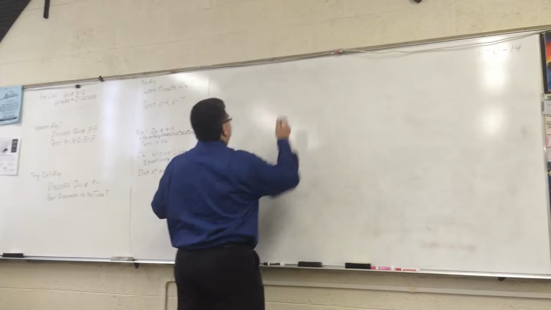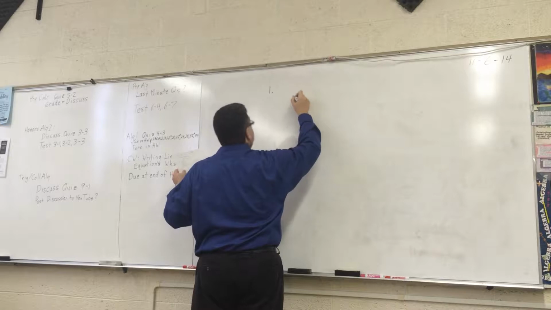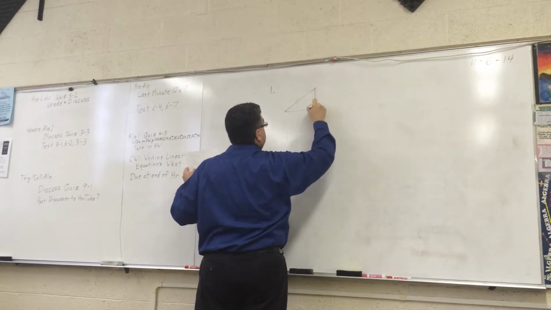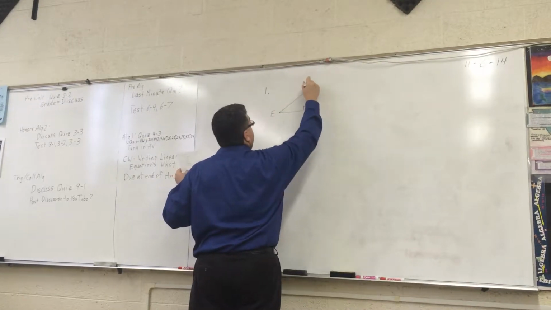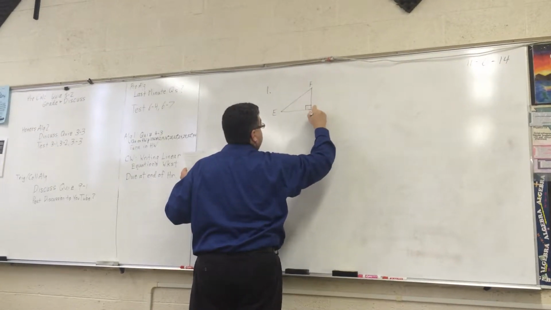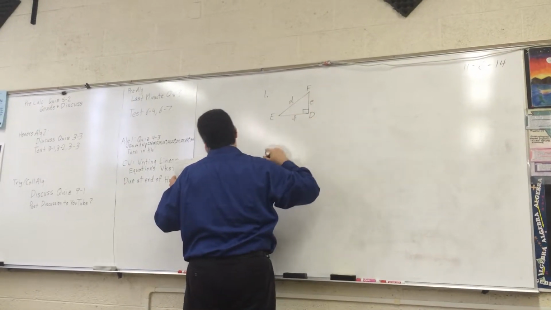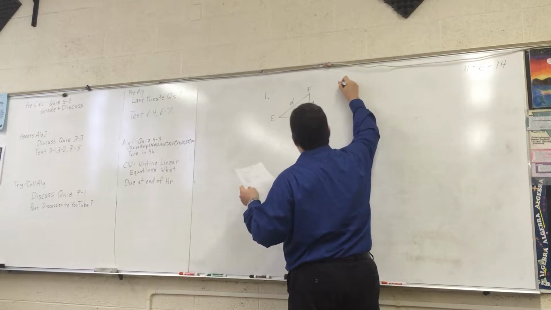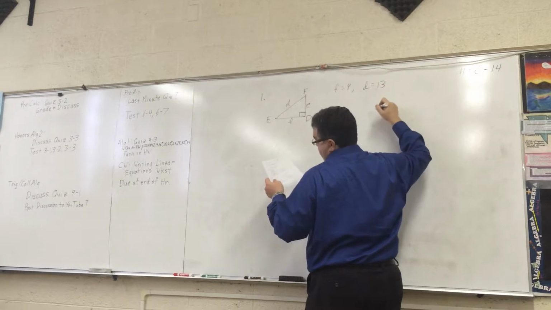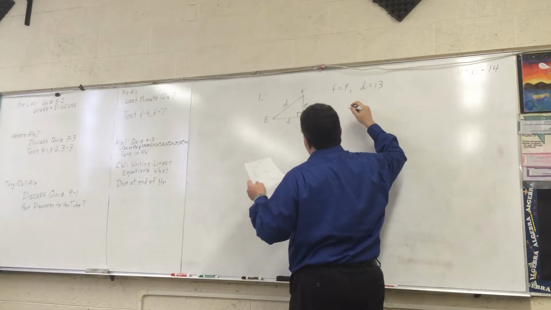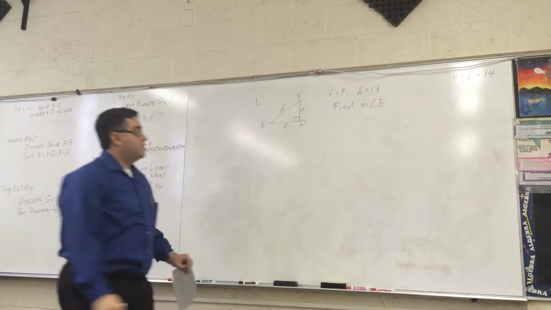Okay, so number one gives us this right triangle, labeled E, F, and B, and small d, small e, small f, and then gives us this information. F is 9, D is 13, and asks us to find the measure of angle E. All right?